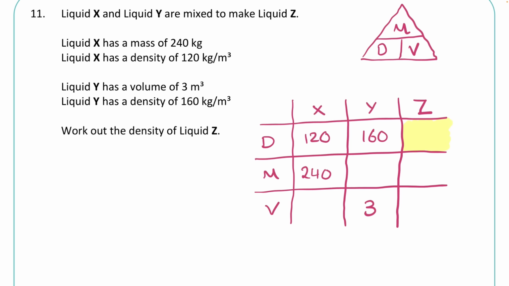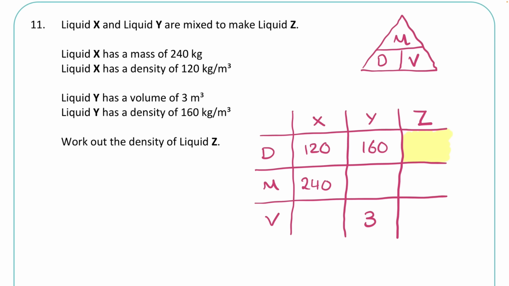So to start with, we can work out the volume of X. If you cover up the volume in your formula triangle, it's mass divided by density. So for this box here, if we show our working out, we have 240, the mass, divided by the density, 120. So that gives us a volume of 2, which is a very nice volume there, and that means in total we have a volume of 5.